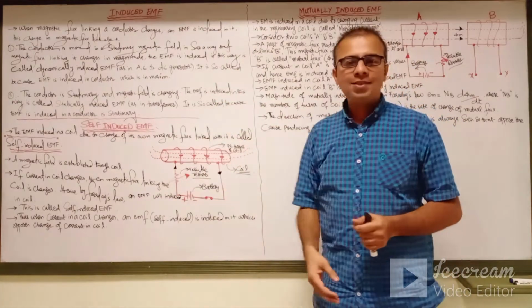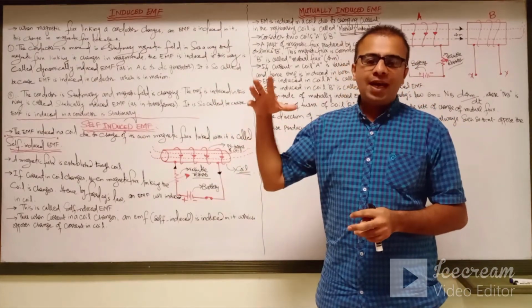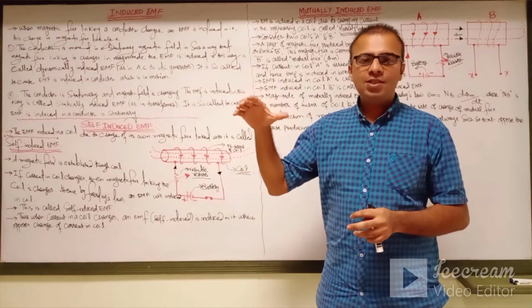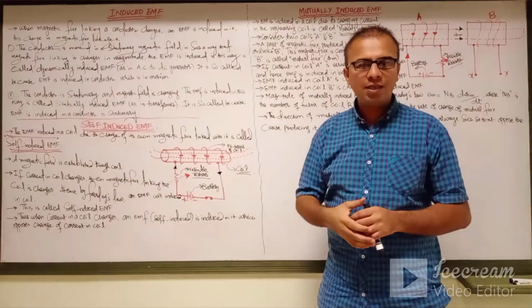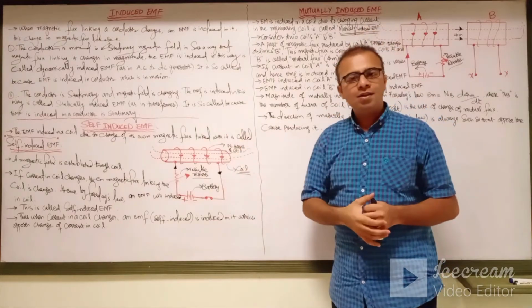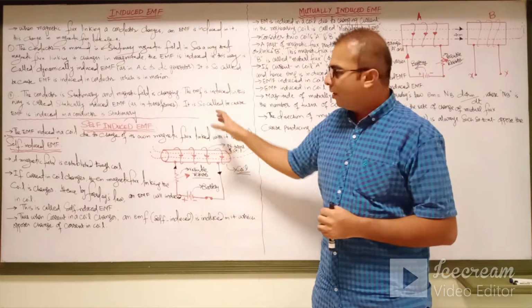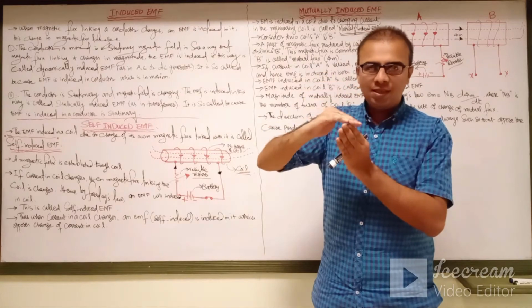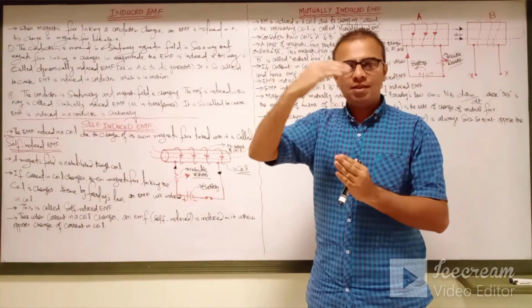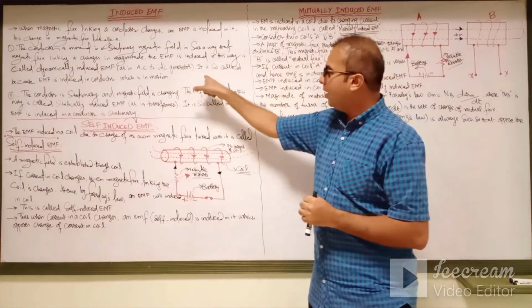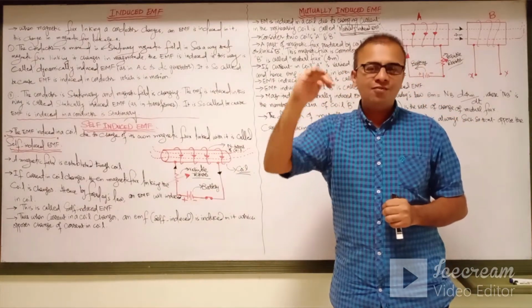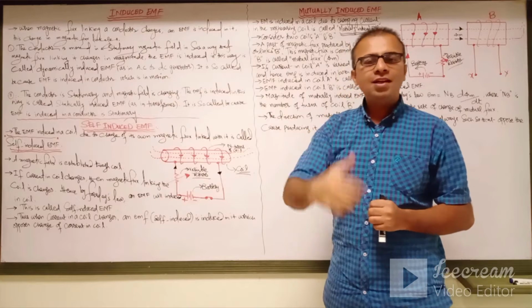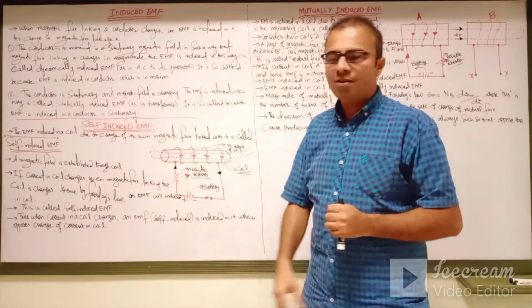In the first case, the magnetic field is stationary and the conductor is in the revolving condition. And in the second case, the conductor is stationary and the field is in the revolving condition. So let us discuss the case where the conductor is revolving and the field is stationary. Take the example of any kind of AC or DC generator.